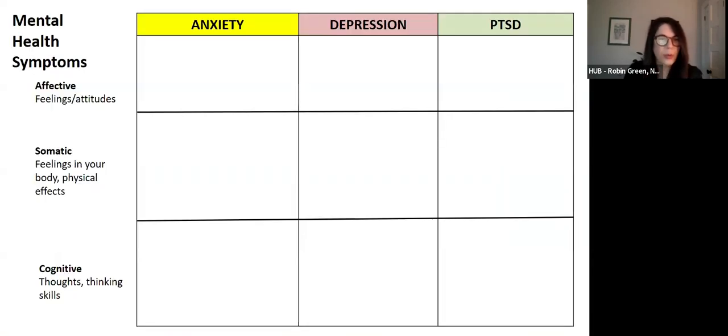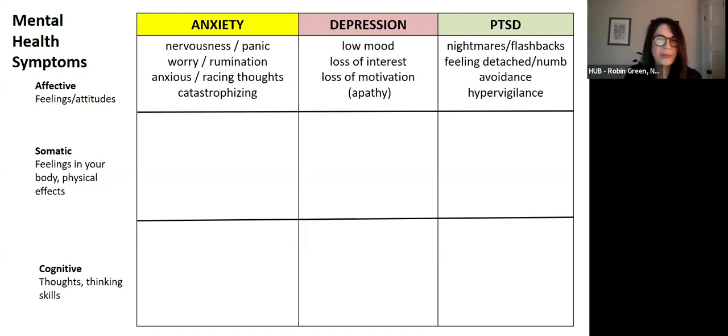On this slide, we're showing you the most common mental health problems after concussion. These include anxiety, depression, and post-traumatic stress disorder, which is a type of anxiety. For each of these categories, the symptoms may be affective, referring to feelings and attitudes, somatic, referring to physical manifestations in the body, or cognitive, meaning thoughts or thinking abilities.